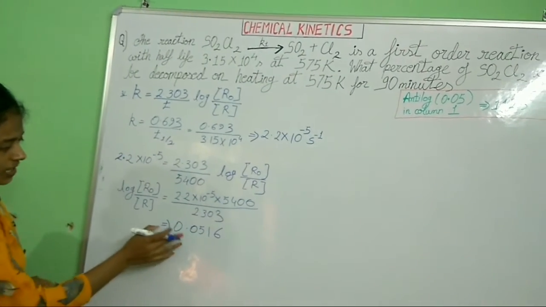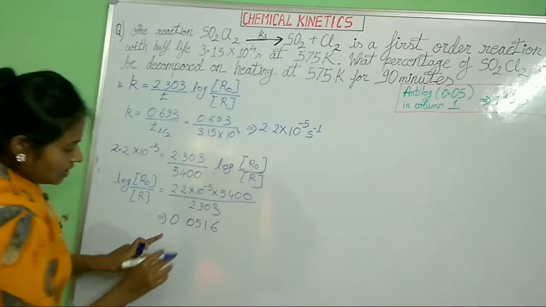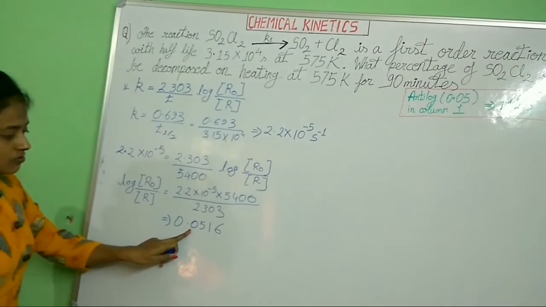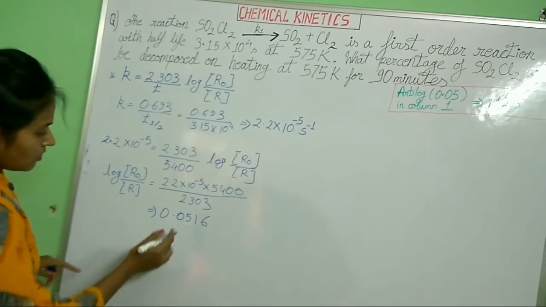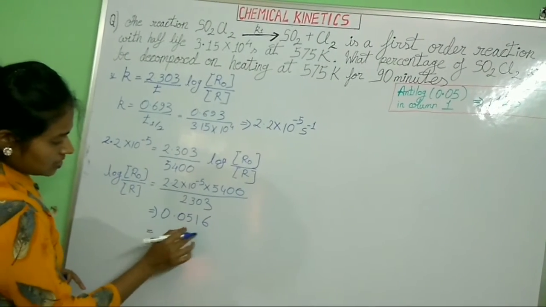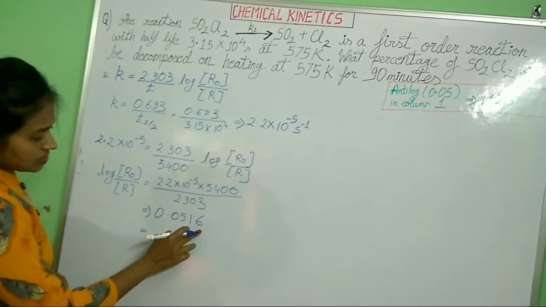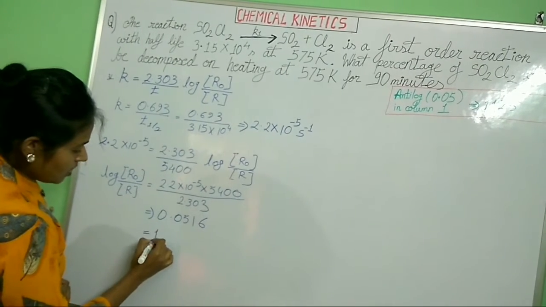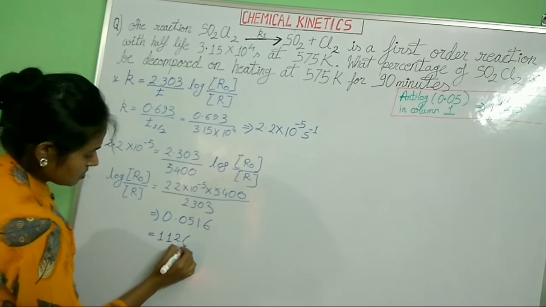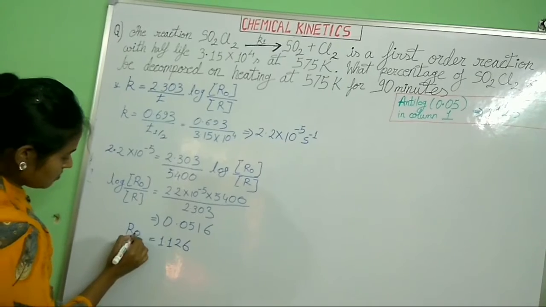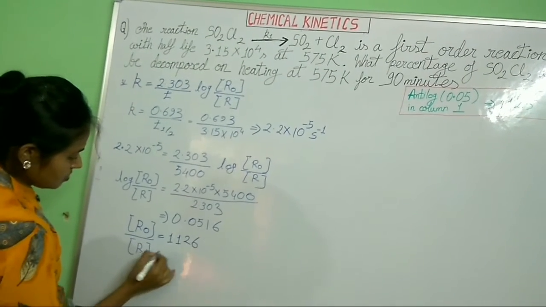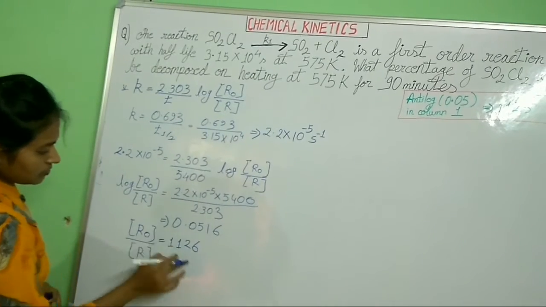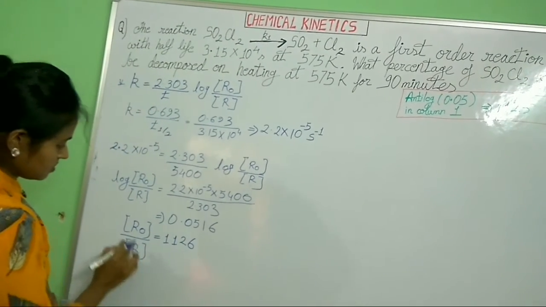So, we have to find out the anti-log. Okay. For anti-log, if we look for the anti-log value of 0.05 in the column of 1, then it is 1125, and in the mean difference, for 6 it is also 1. So 1.126. This is R naught by R. After looking at the anti-log value of this, we get 1.126.